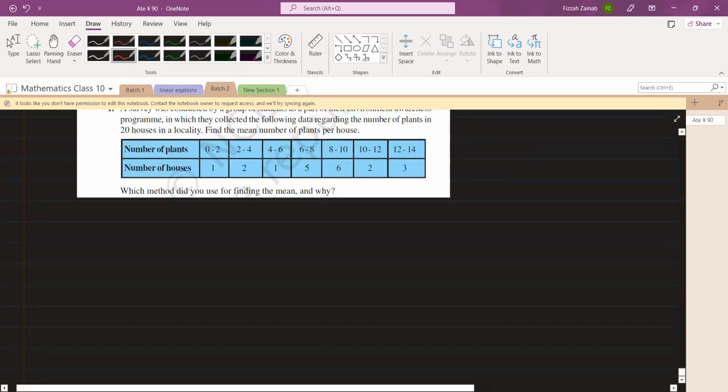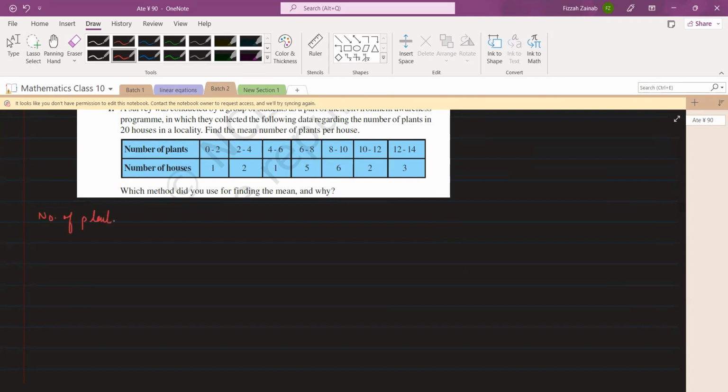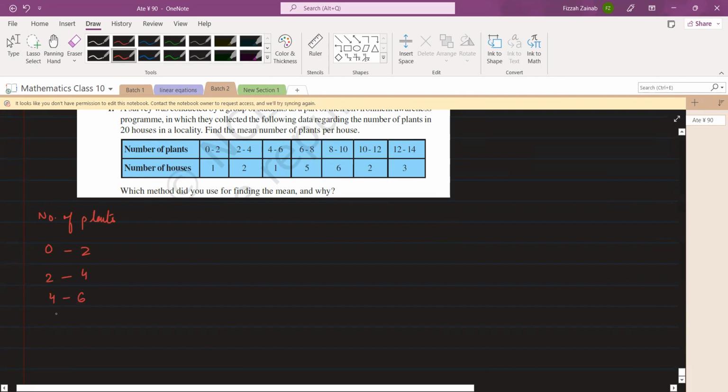So you can see it's a grouped data. So you have to make a table like that. For the direct method, you write number of plants, which is actually your groups basically. So first is 0 to 2, then 2 to 4, 4 to 6, 6 to 8, then 8 to 10, 10 to 12, and 12 to 14, right?